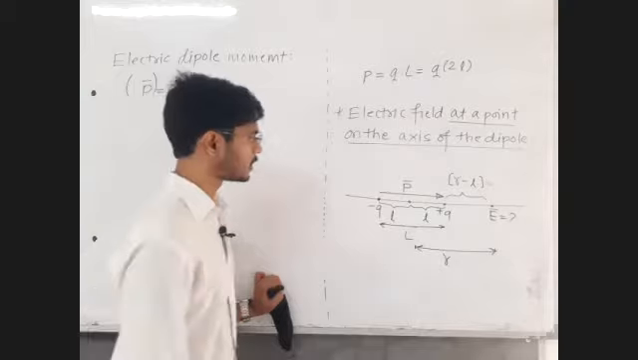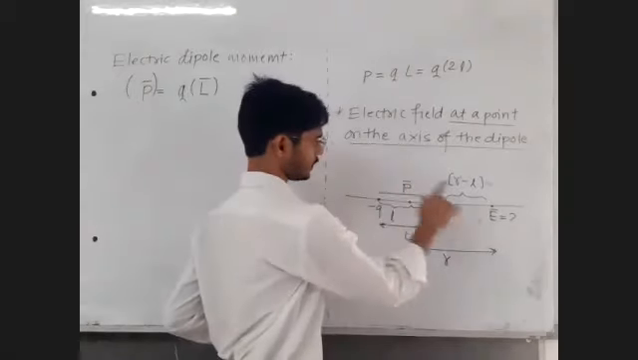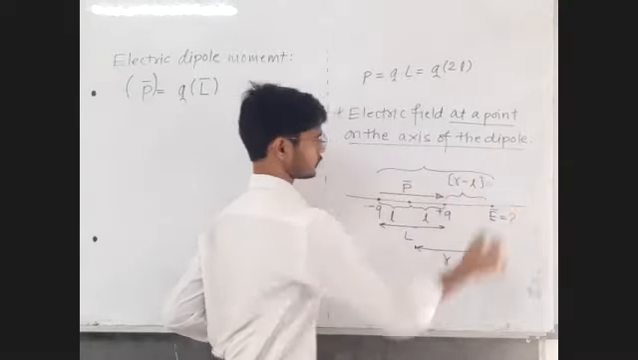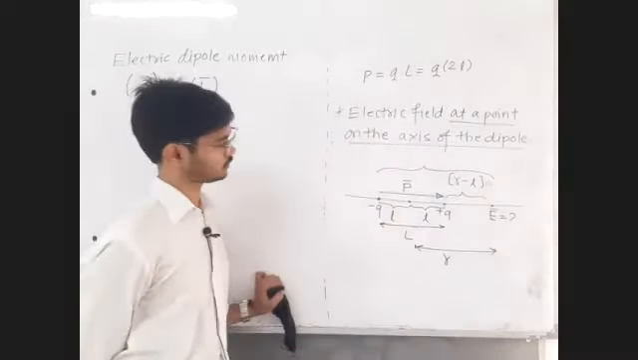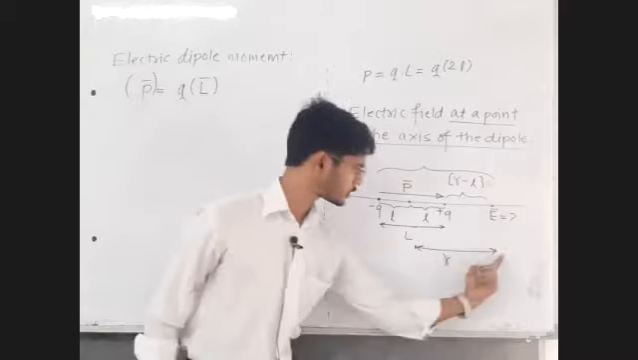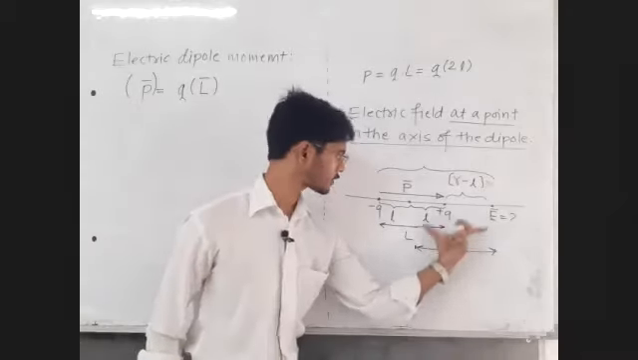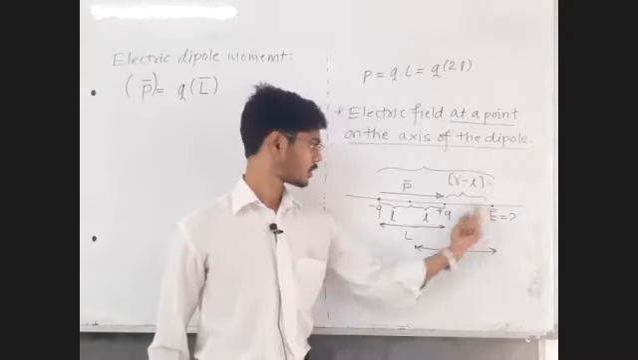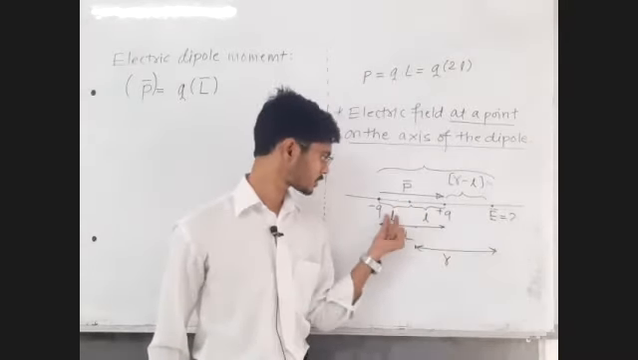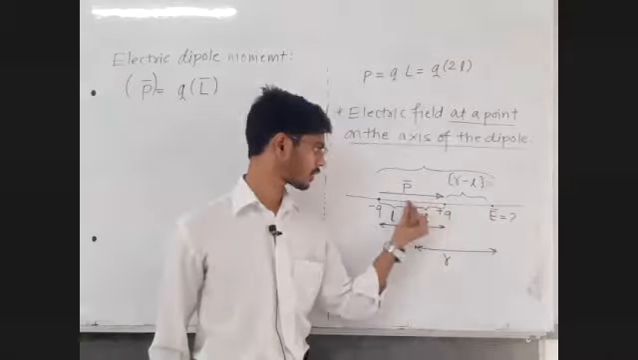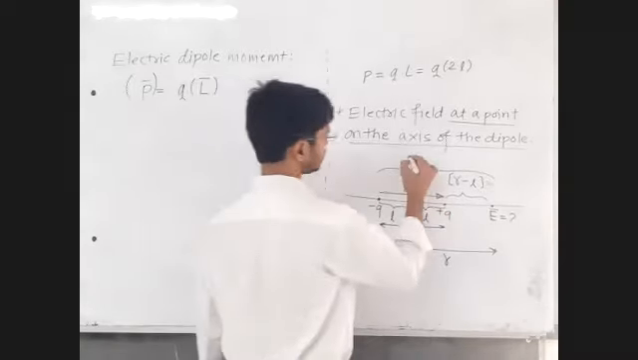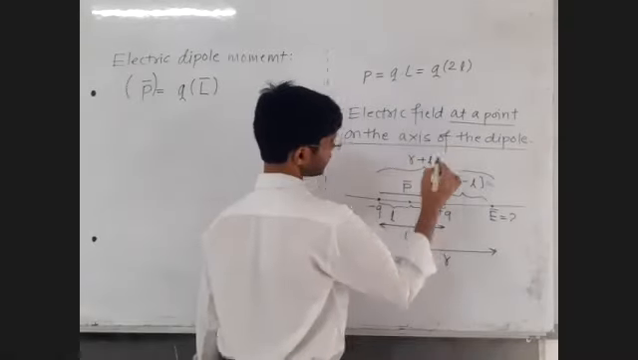Fine. Now you people tell me, what will be the distance of the given point from the second charge? This much distance is capital R. From this to this, small r, not capital R. Small r plus small l. R plus L. Yes, all of you are giving the correct answer. This is R plus L.